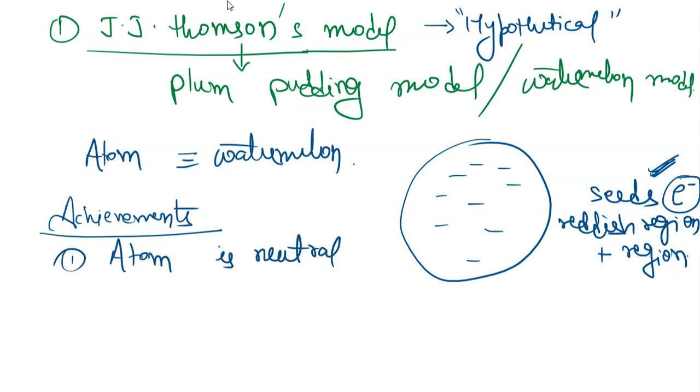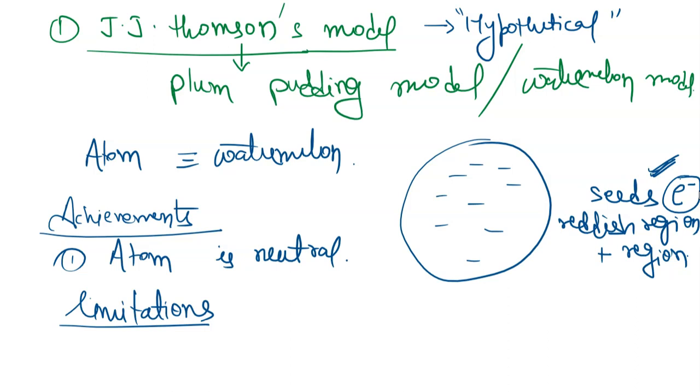The atom is neutral. Why? Because he said that to balance the negative charge, there are positive charges around the negative charges, or around the seeds. Now, the limitations: there are multiple limitations, many that we can figure out here. You can see the complete idea was almost wrong.